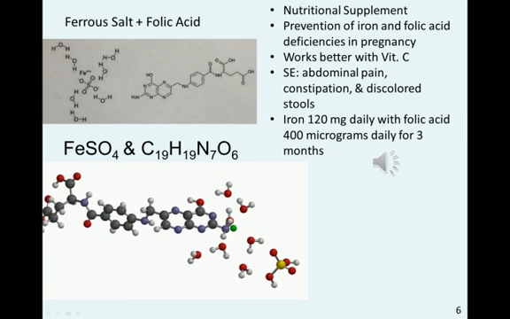Ferrous salt and folic acid. It is used in the prevention of iron and folic acid deficiencies in pregnant women. A normal daily dosage is 120 milligrams of iron and 400 micrograms of folic acid.